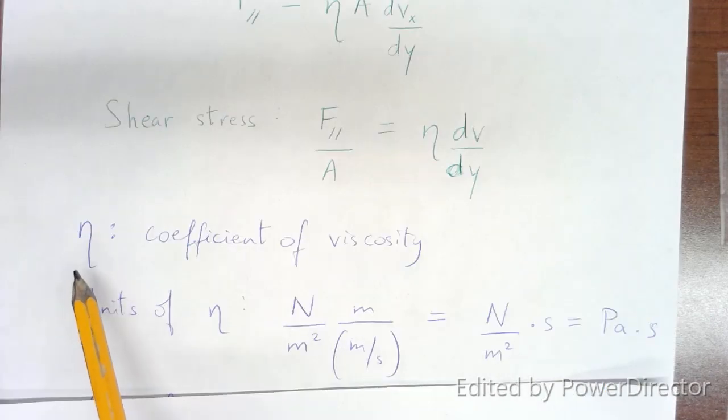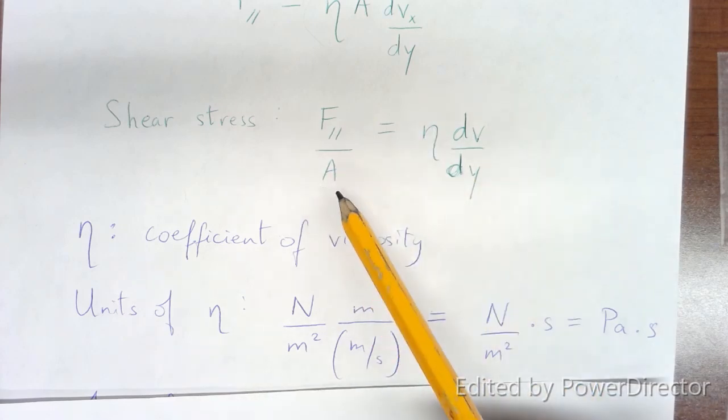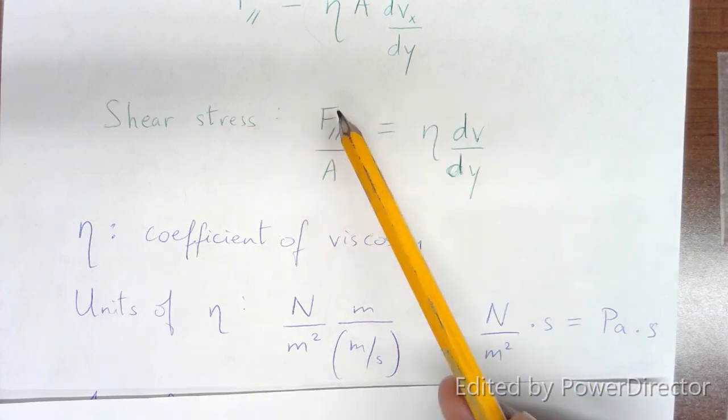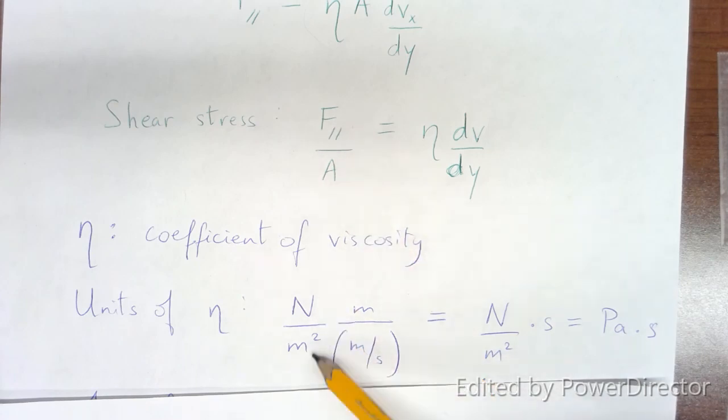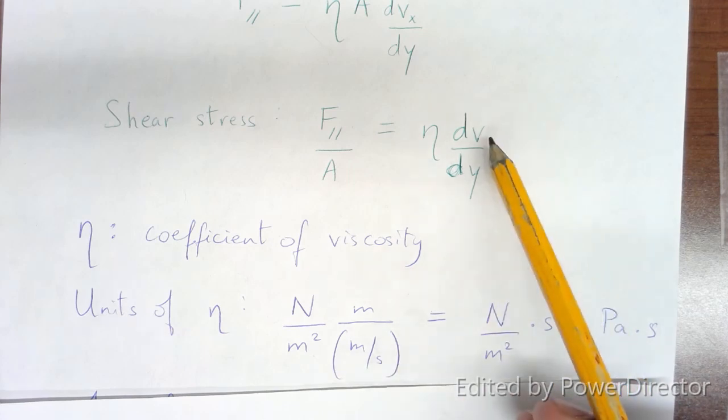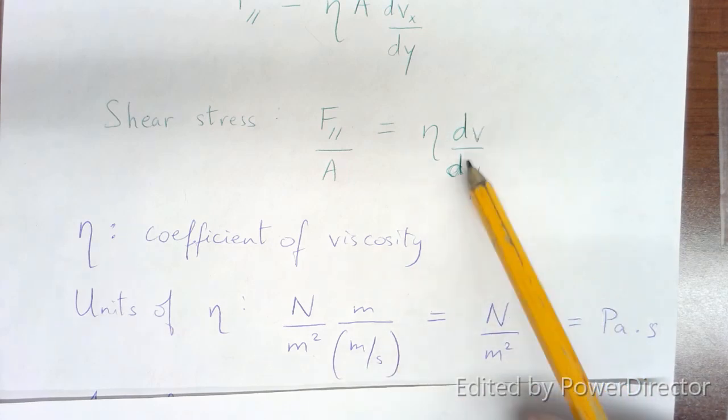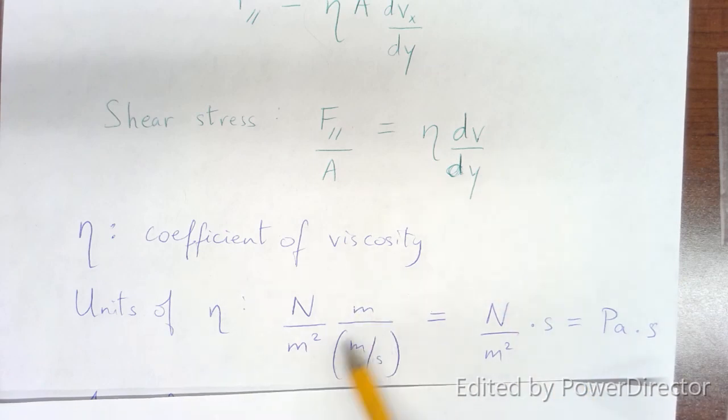So these are the various quantities. Eta is the coefficient of viscosity. For the units of eta, if we solve for eta, we would have F over A, so newtons per meter squared, and then we divide over the velocity gradient. The velocity gradient is meters per second over meters, so we divide that over, so we have meters on top, meters per second in the denominator, and we simplify and get pascals times seconds. So that is the SI unit for the coefficient of viscosity.